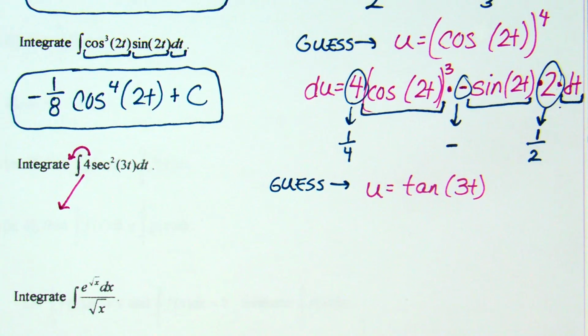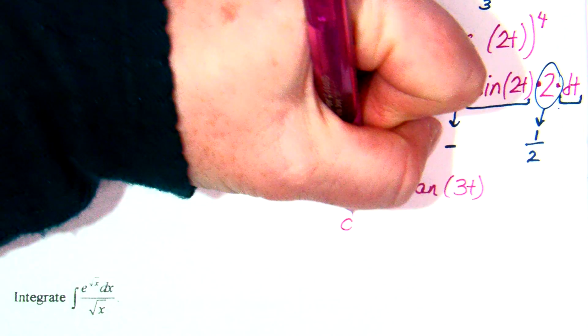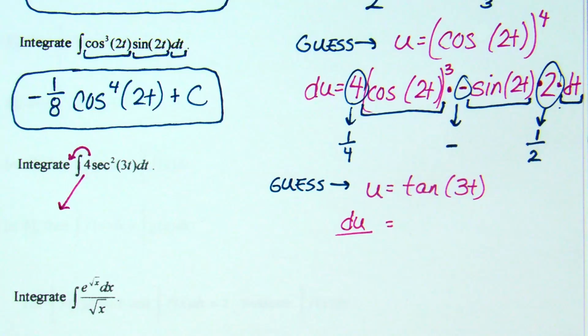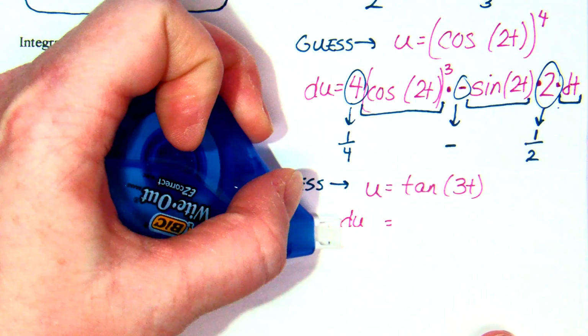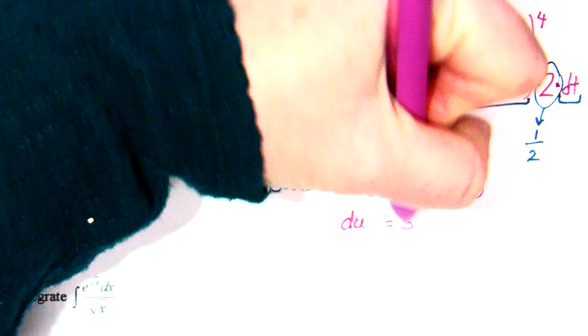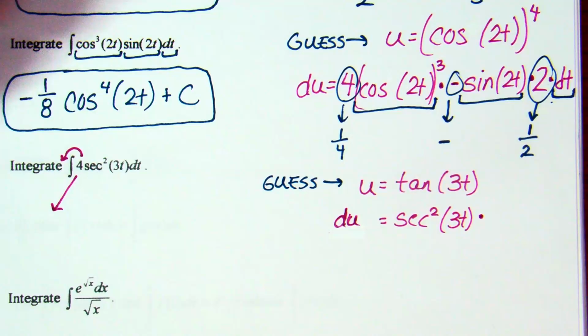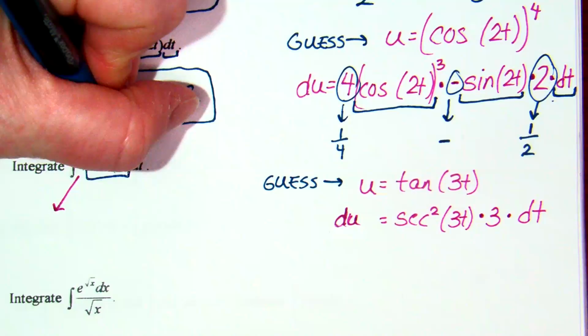Double check your guess here. The derivative of u is du. What's the derivative of tangent of something? Secant squared of something. So secant squared of 3t times the derivative of something. So the derivative of 3t is 3 times dt. Okay, check it all out. Secant squared of 3t and dt. Secant squared of 3t, dt.